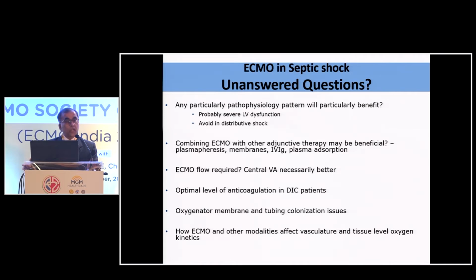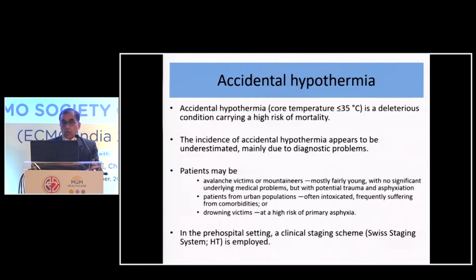Combining ECMO with other adjunct therapy, like we are using high volume filters, CytoSorb and others, we don't know how much it is affecting the outcome. How much ECMO flow is required, especially in distributive shock, and whether central VA ECMO is better or not, it is difficult to say. What is the optimal level of anticoagulation, especially in those patients who are developing DIC? And any colonization issue, we are still not clear whether it is affecting the outcome of the patient or not. So these are the things.